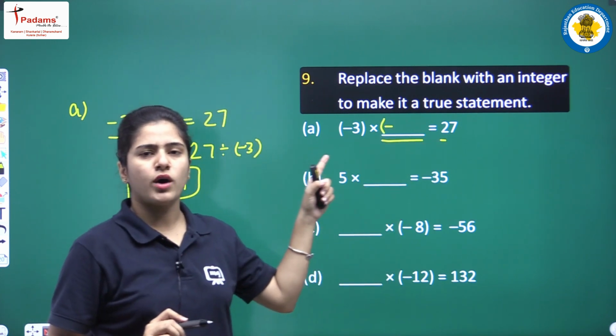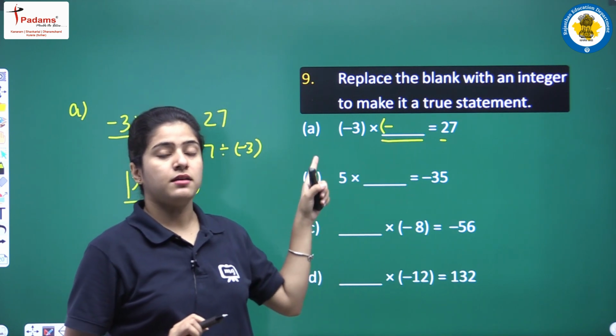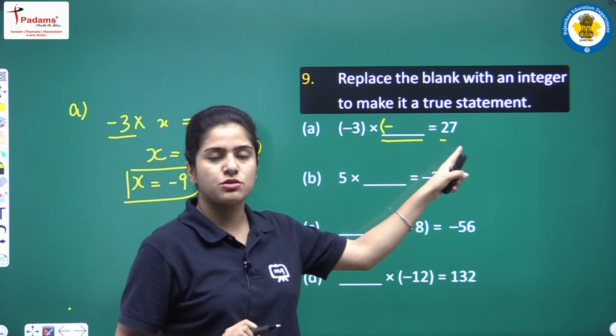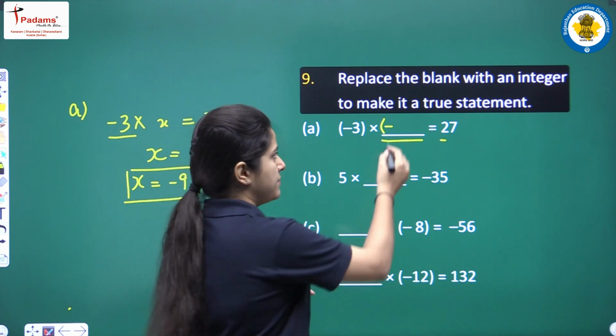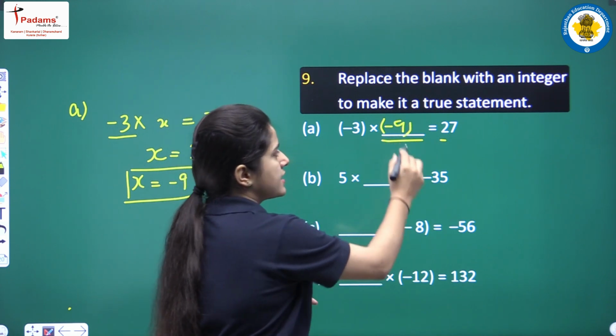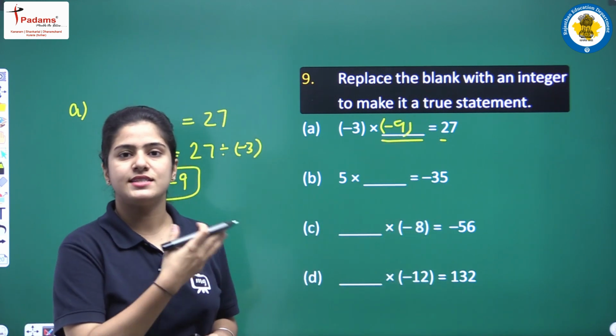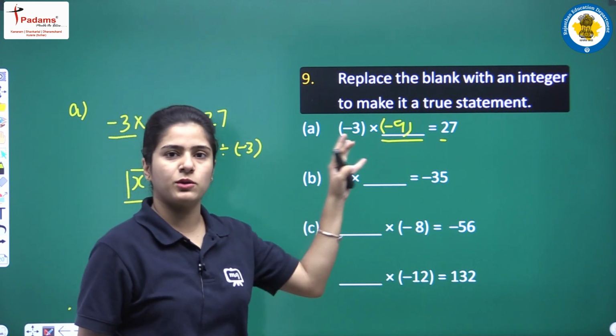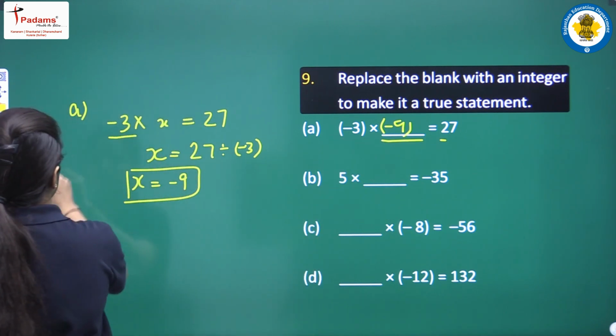What integer should be multiplied by minus 3 so that the answer is 27? Minus 9, obviously, because minus 3 into minus 9 is equal to 27. Alright students, so this was all about the hit and trial method.